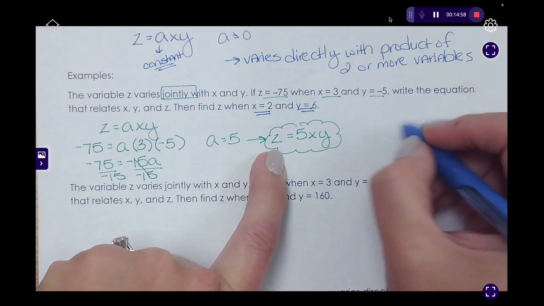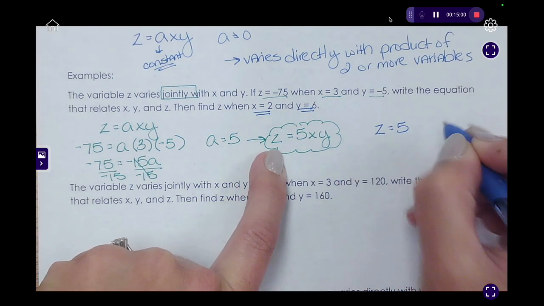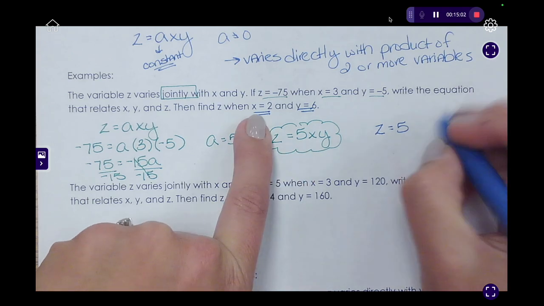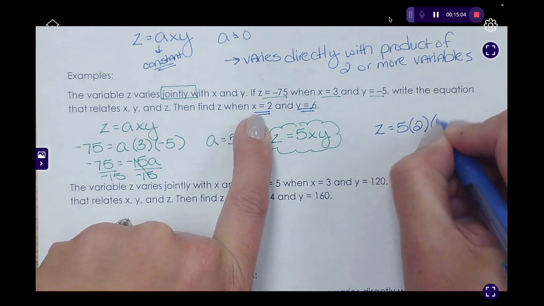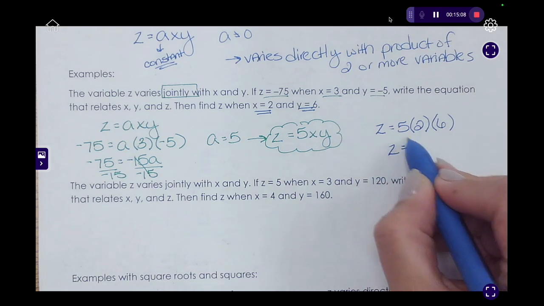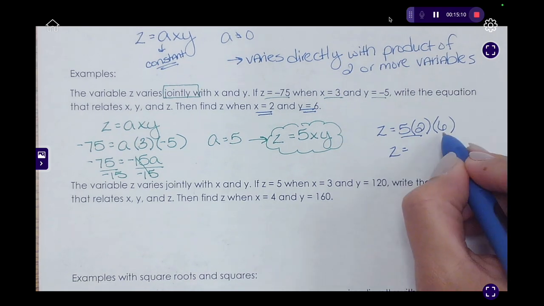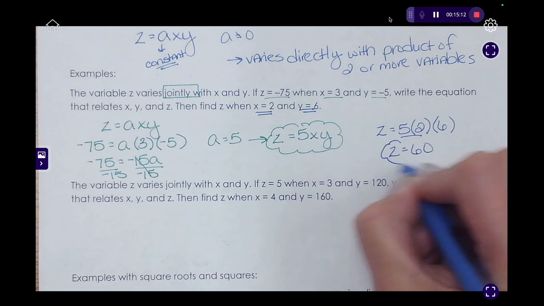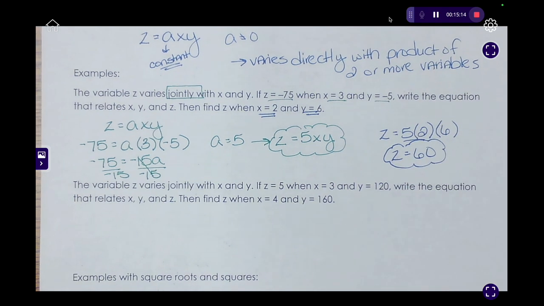So that means I'm plugging those in. So my constant of variation is 5, my x value is 2, my y value is 6. So I'm just multiplying all these together. So here, 5 times 2 is 10, 10 times 6 is 60. So that's what z would equal.